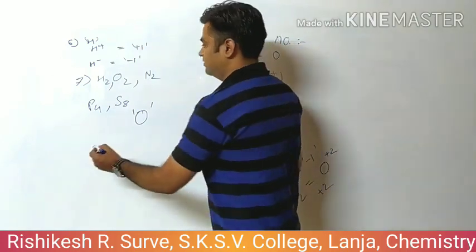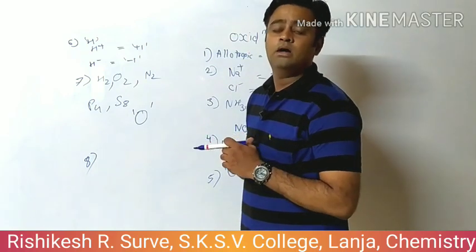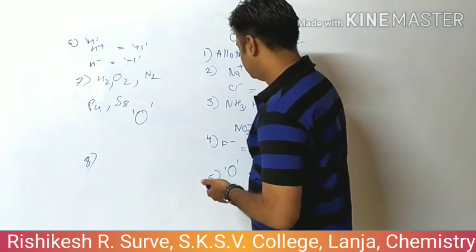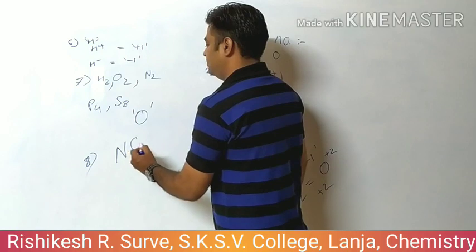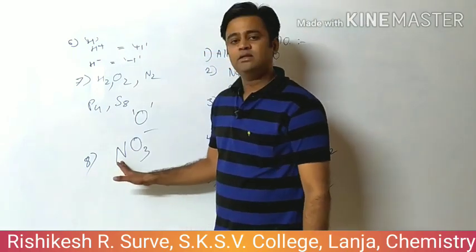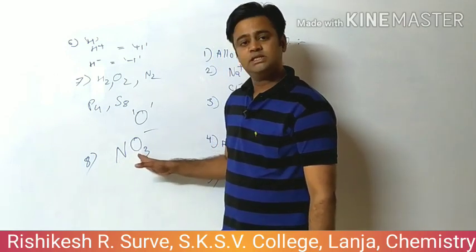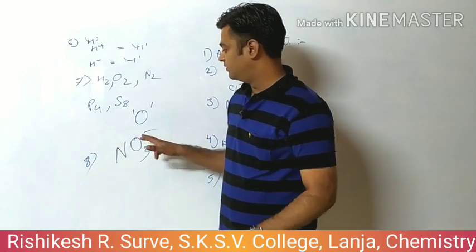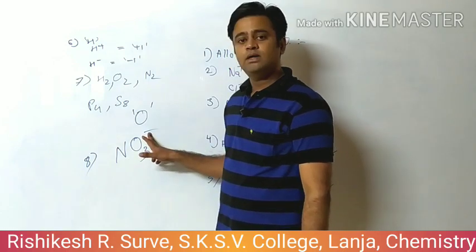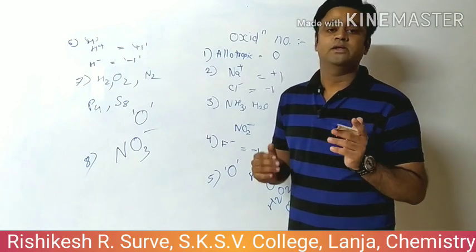And at last we will see how to calculate its oxidation number in a particular species. For example, if we take nitrate, then we have to add the oxidation number of nitrogen plus the oxidation number of 3 oxygen, and their addition will be equal to the total charge on the species, that is minus 1. In this way we are going to calculate the oxidation number in a particular species.